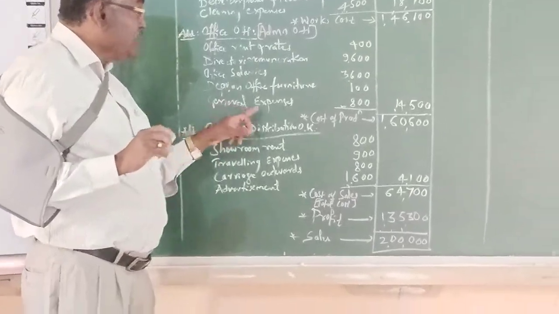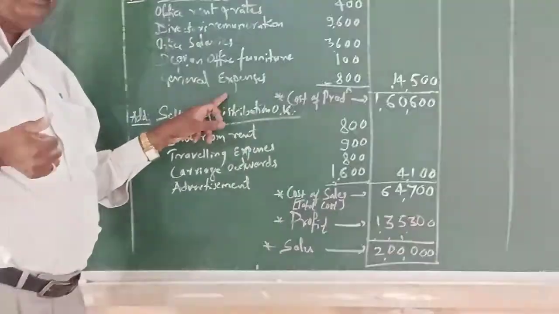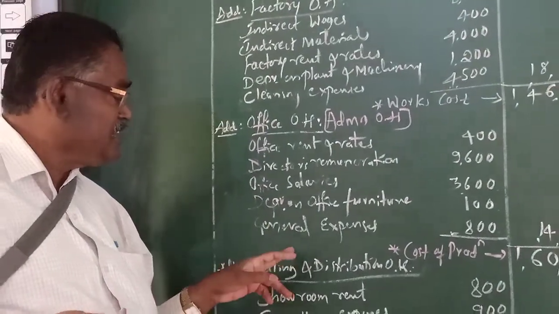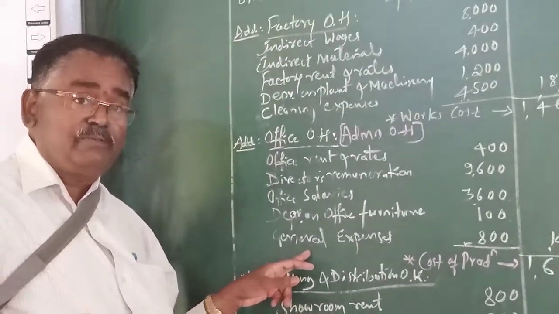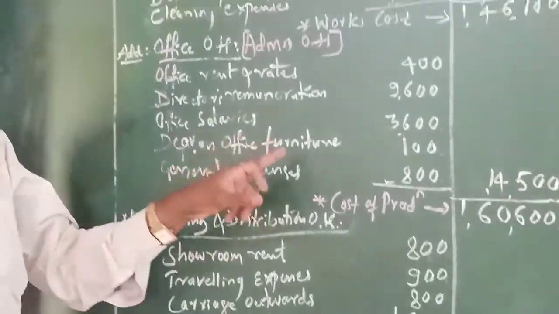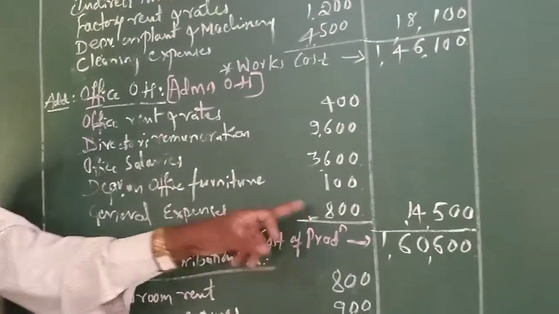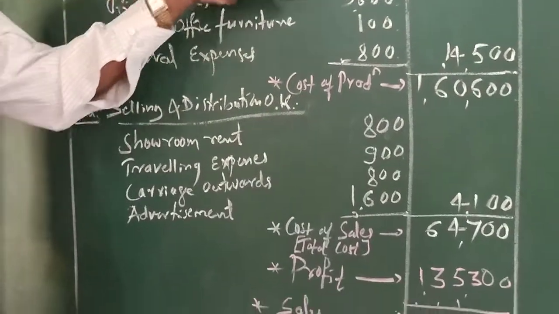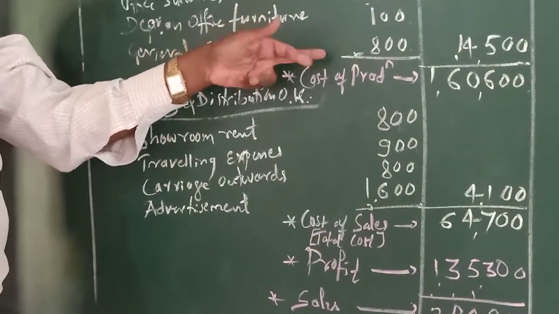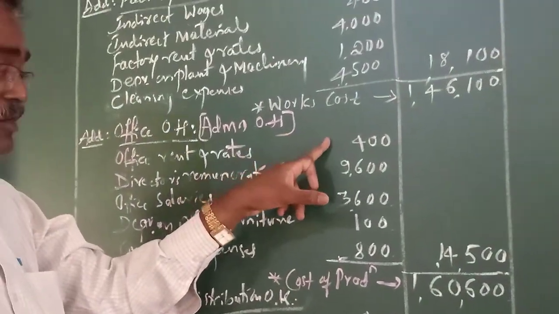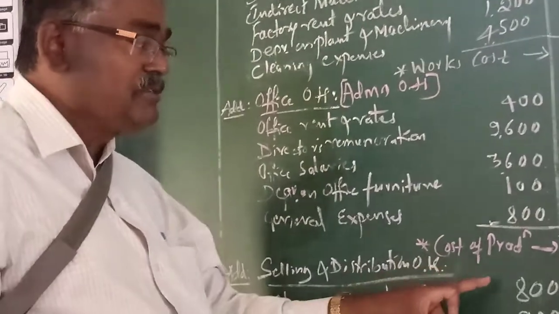Then general expenses, office expenses, office rent, office insurance, and any other expenses. Generally the expenses spent for office purposes are taken under this head. Rupees 800 is taken under this office overhead. All these office and administrative overhead expenses are added to the works cost, and the result will be the cost of production.